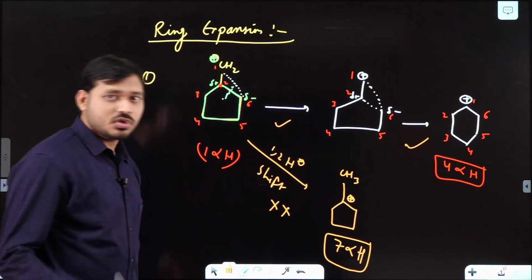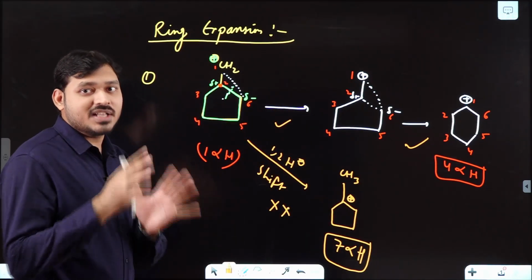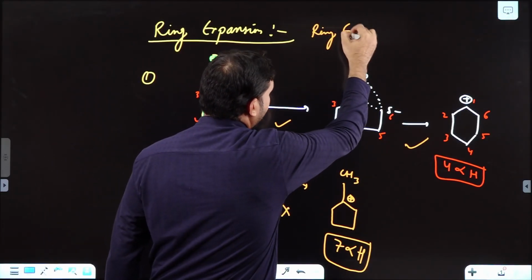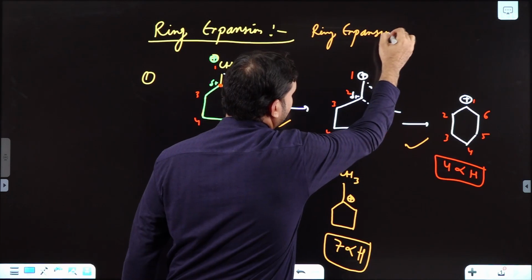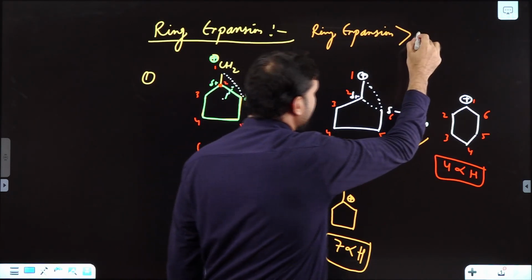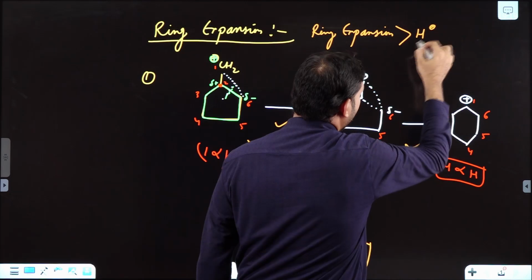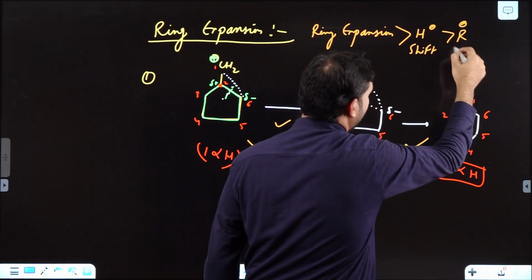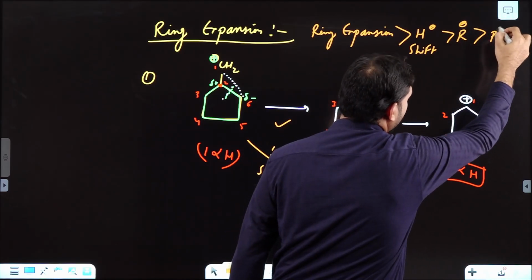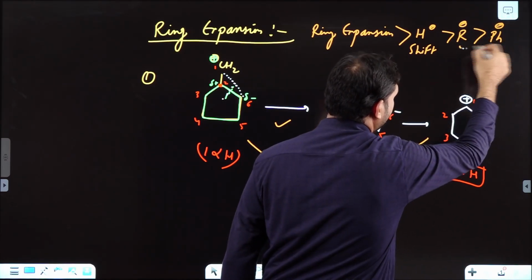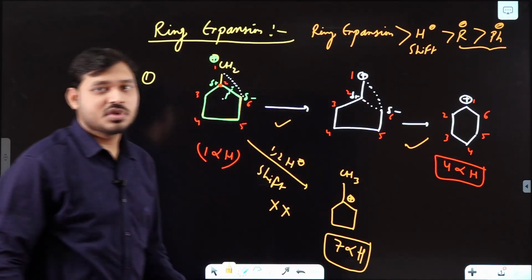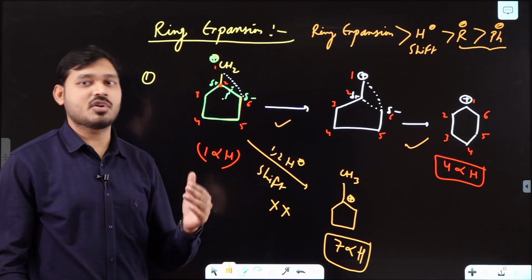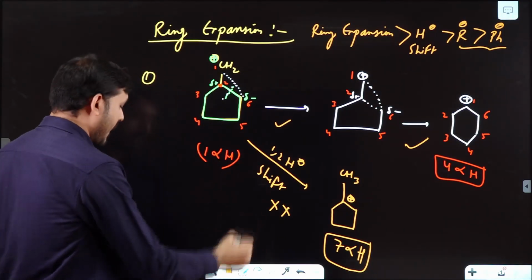Okay, so always remember the preference order will be ring expansion favored, then hydride shift, then methyl shift or R minus shift, then Ph minus shift or Ph group shift. Okay, clear to you? So ring expansion is favored over hydride shifting or alkyl shifting or phenyl group shifting. Clear? Okay.